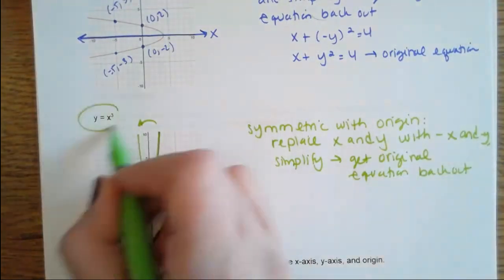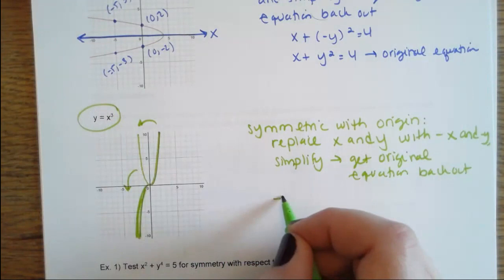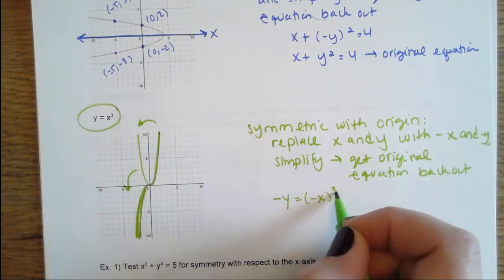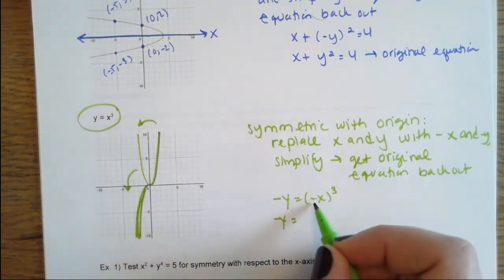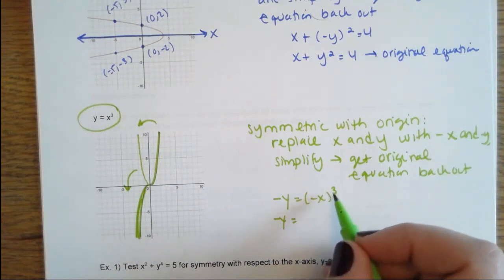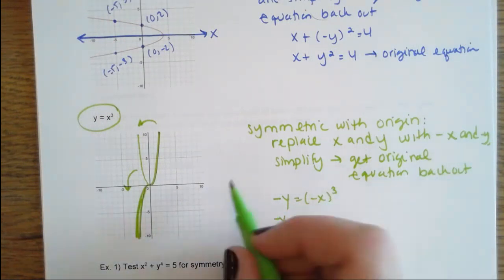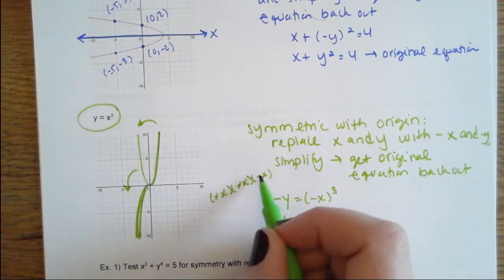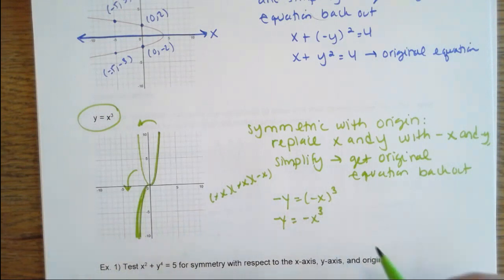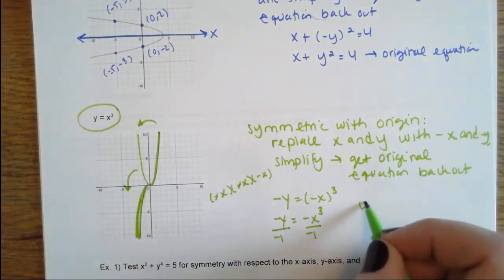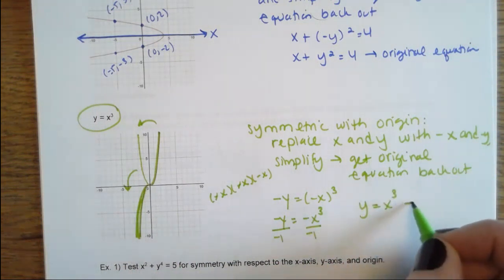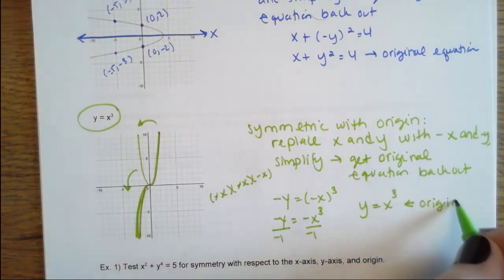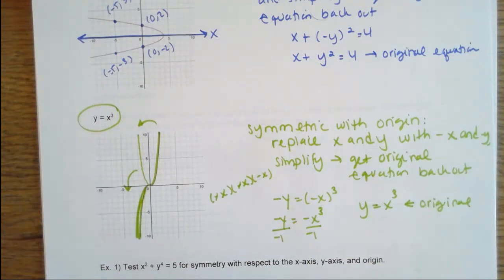All right, so here's my example. I'm going to replace them both, so negative y and then negative x. Now, negative x cubed would have 3 negatives. So 2 of them cancel, right? But the third one stays, so you end up with negative x cubed here. And then I could clean this up a little more by dividing both sides by negative 1, and I do get y equals x cubed. So after a little bit of simplifying, I get that original equation back out. So here we're negating both parts.